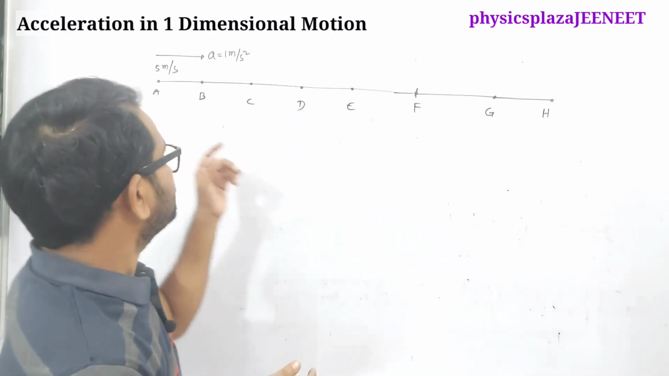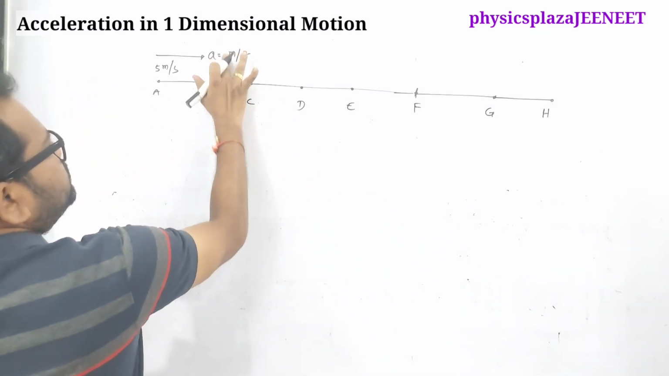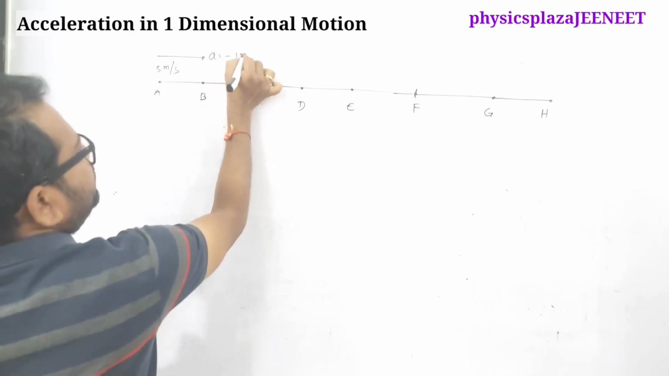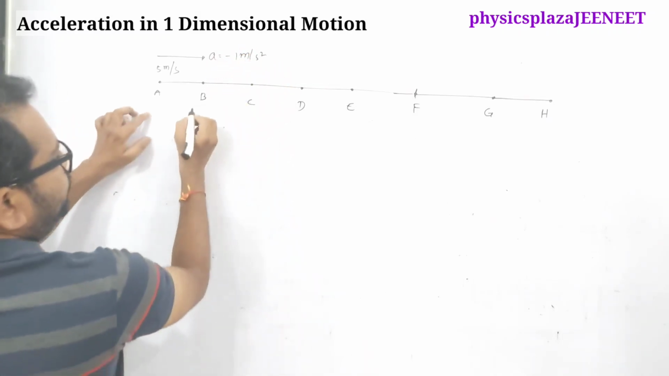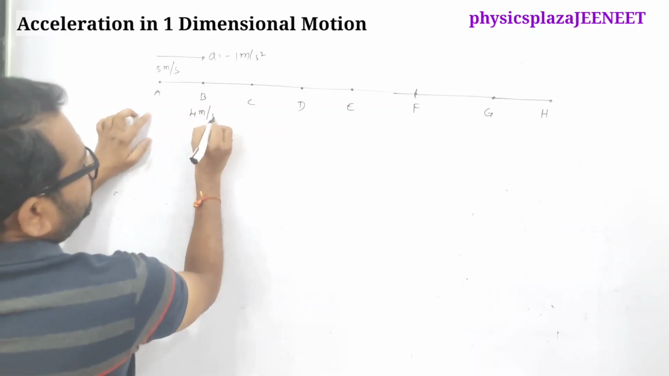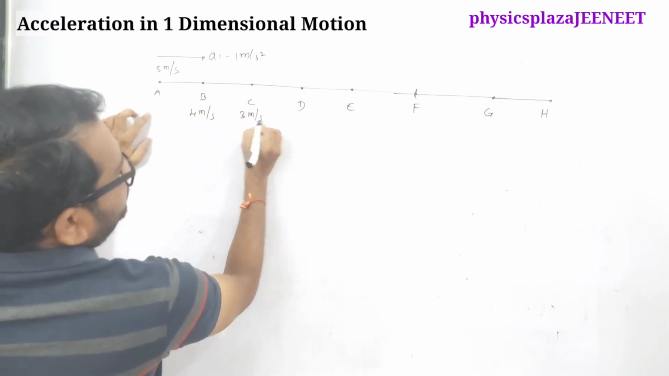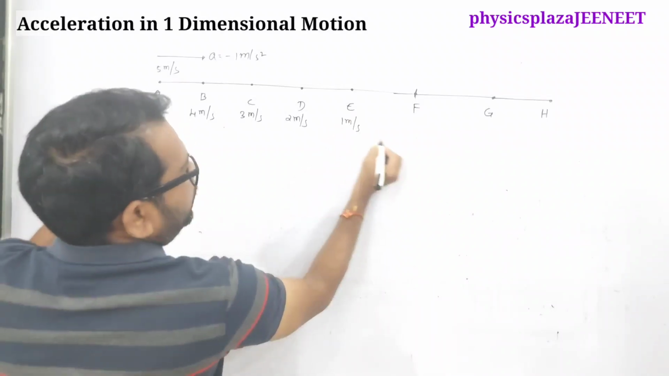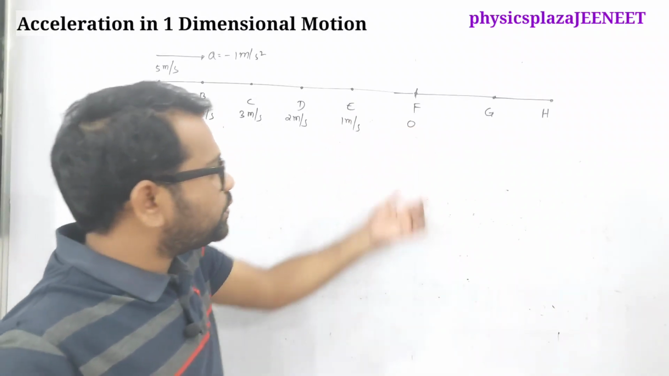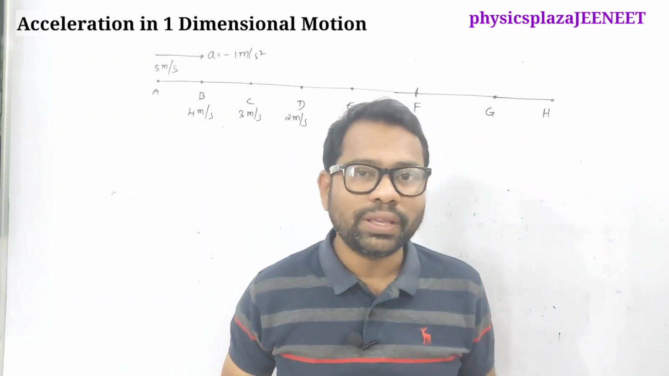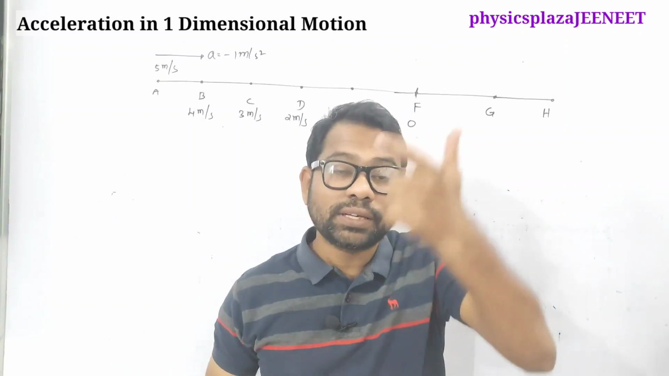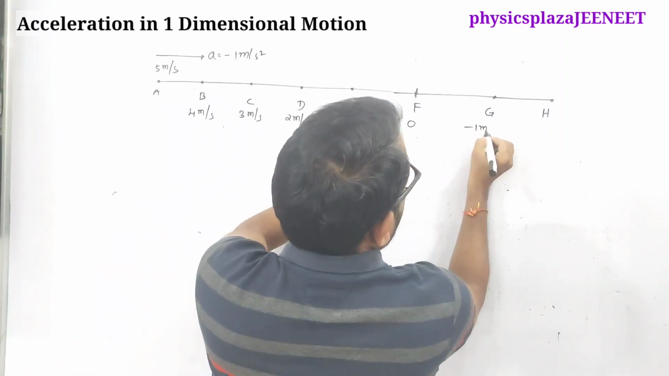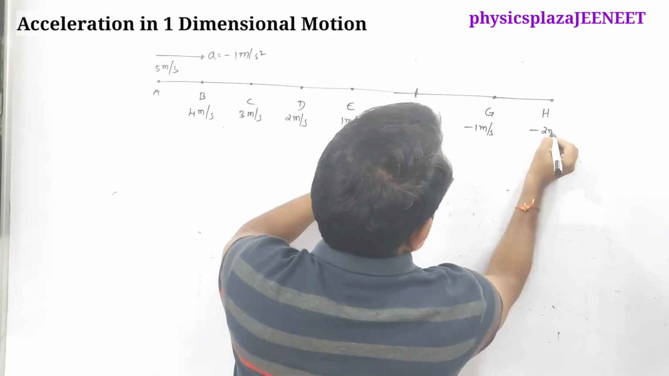Children, let us say it's minus 1 meter per second square. So then what happens? 4 meters per second, 3 meters per second, 2 meters per second, 1 meter per second, and then 0. Still, can you see that because velocity is 0, acceleration is 0? No. Why? Because acceleration is not just velocity. Acceleration is change in velocity. And here what happens? Minus 1 meter per second, minus 2 meters per second.